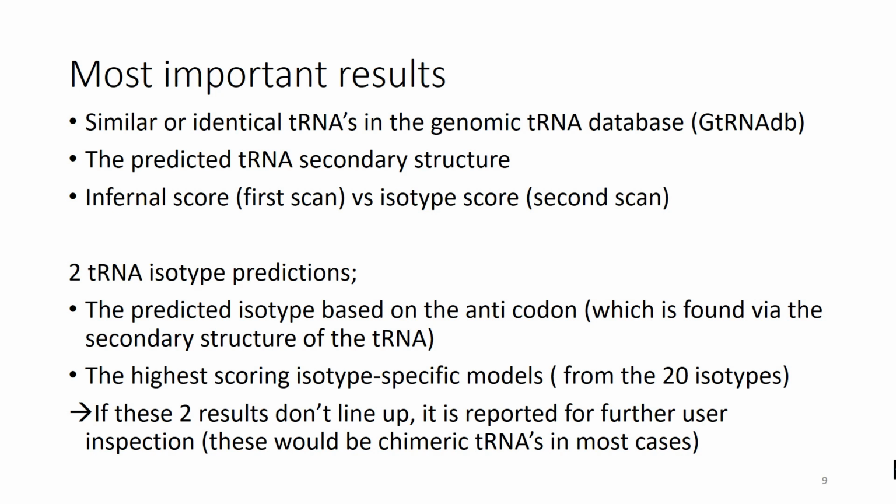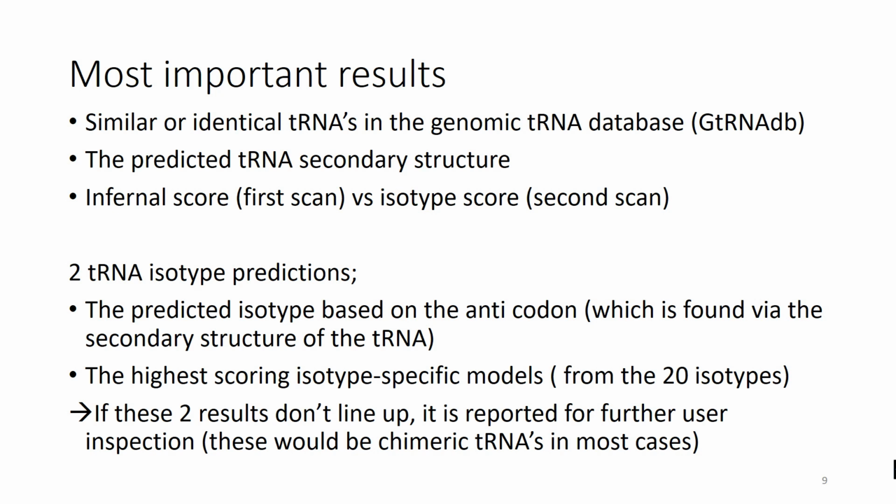The predicted tRNA secondary structure can also be viewed as an image in the results. It's also important to compare the Infernal score from the first scan with the isotype score from the second scan. Why this is important will become clear during the demonstration of the webtool.